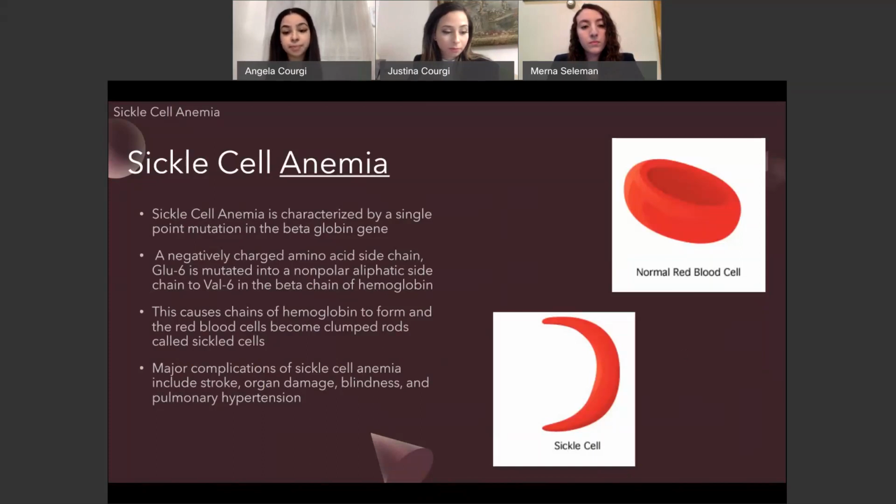sickled cells. Since the affected red blood cells are now crescent-shaped instead of flexible and round, the cells are prone to clotting, coagulating, and blocking blood vessels, which can further cause complications of blood and oxygen flow. Major complications of sickle cell anemia include stroke, organ damage, blindness, and pulmonary hypertension.